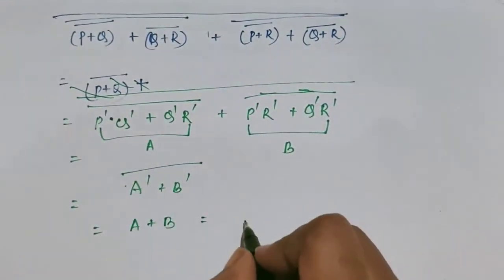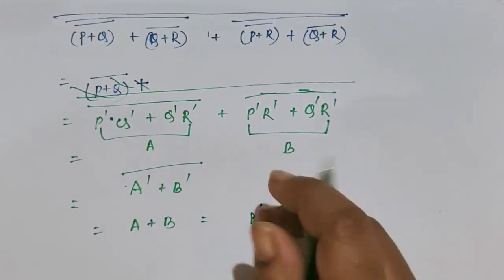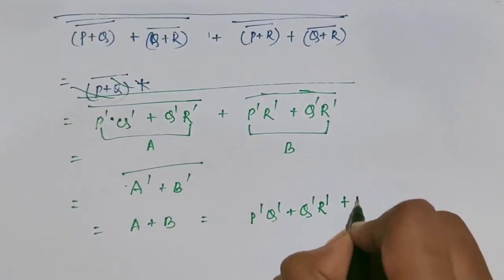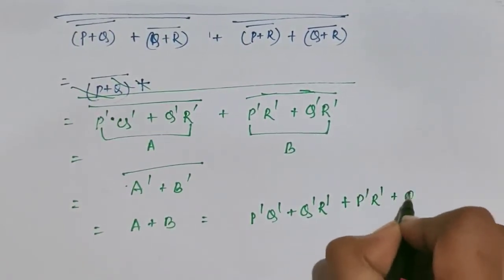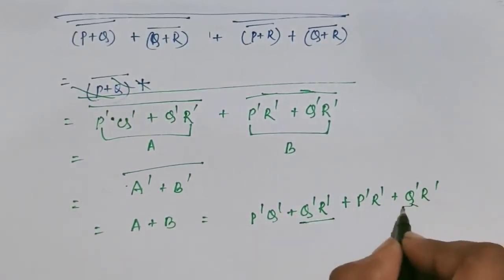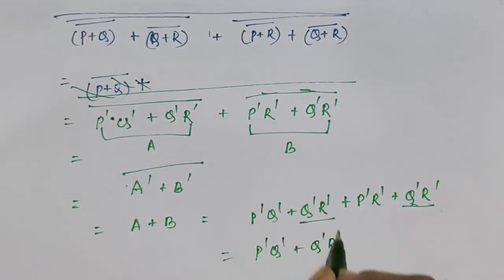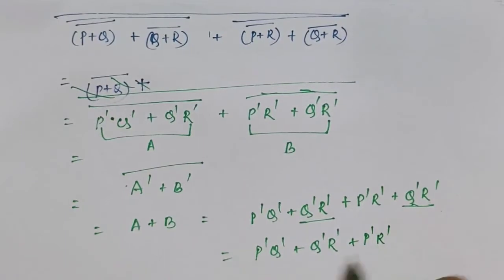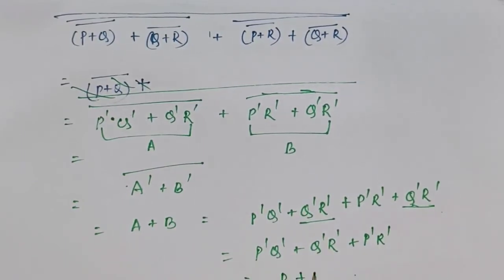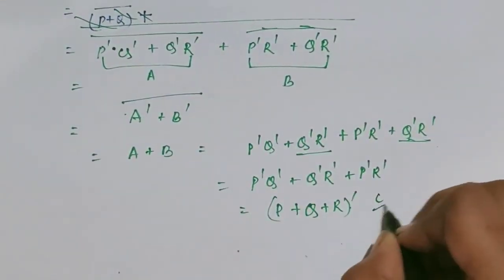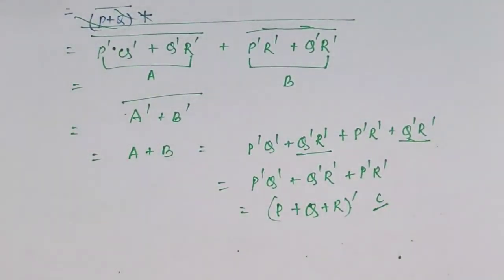b. So a plus b is nothing but p bar q bar plus q bar r bar plus p bar r bar plus q bar r bar, and this will be unique: p bar q bar plus q bar r bar plus p bar r bar, and this is nothing but the expression plus (p plus q plus r) whole bar. So like this you can solve this one. The answer is option C in the quiz.